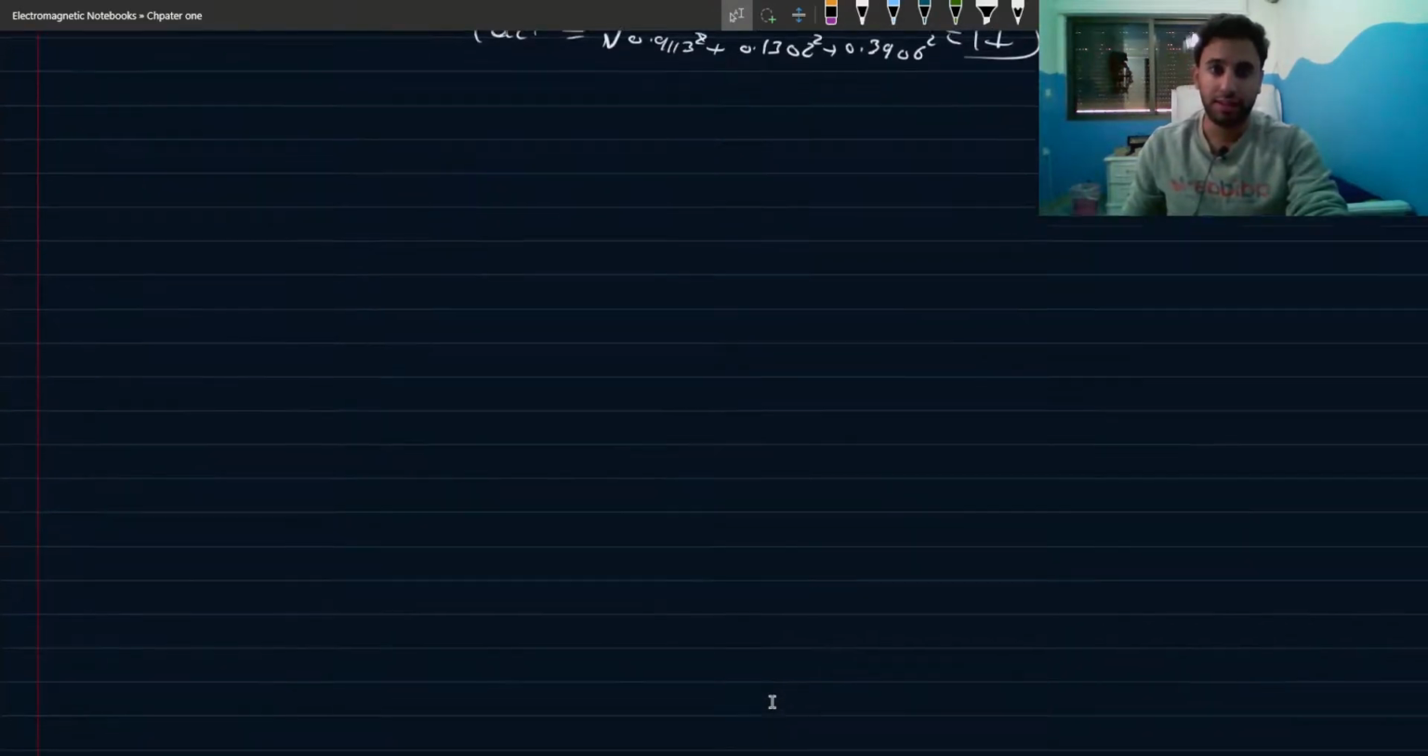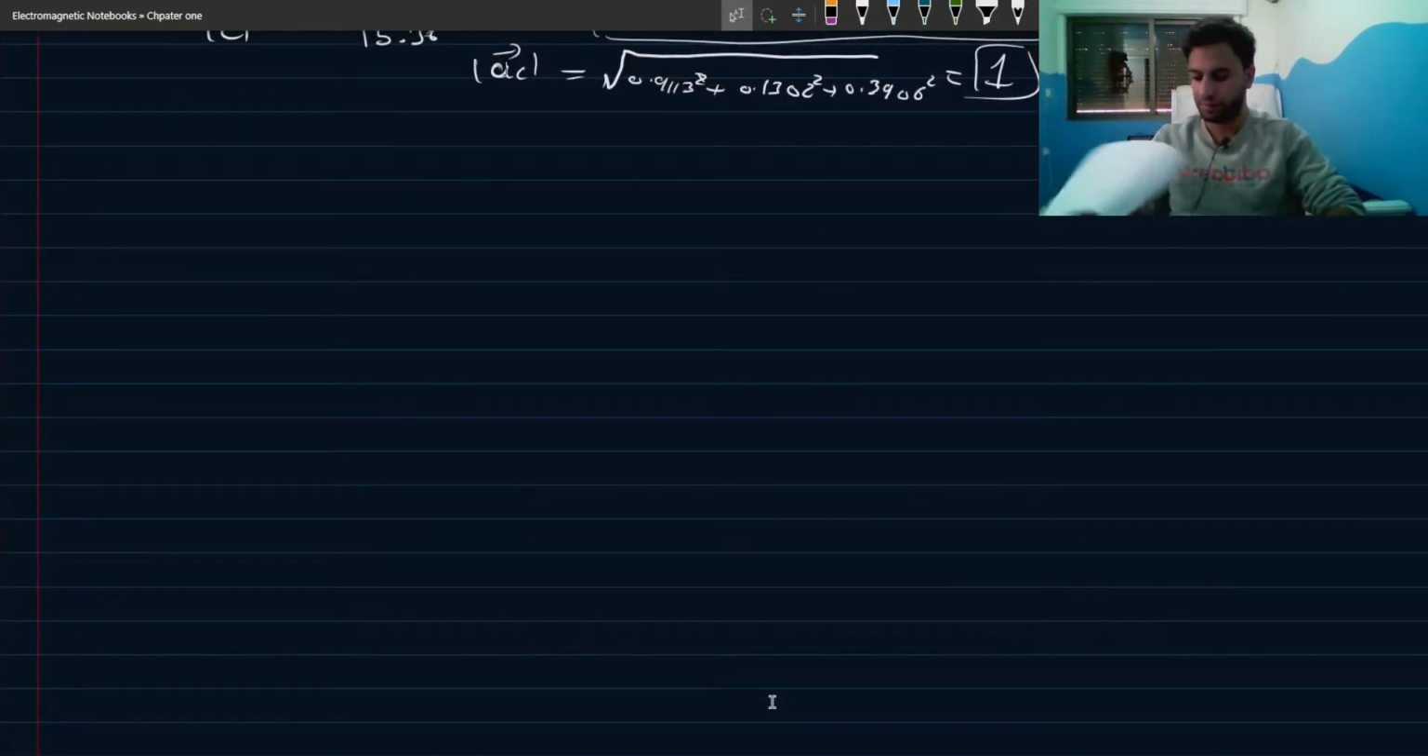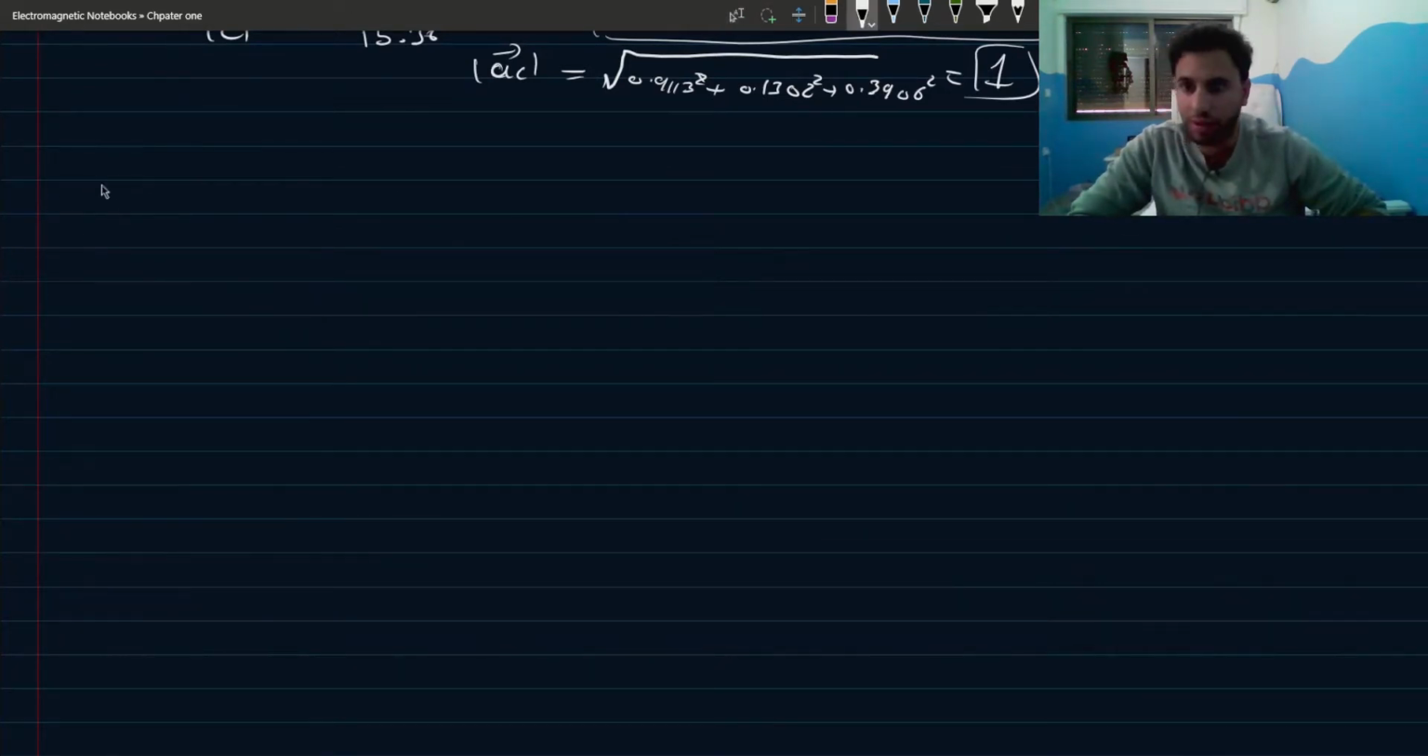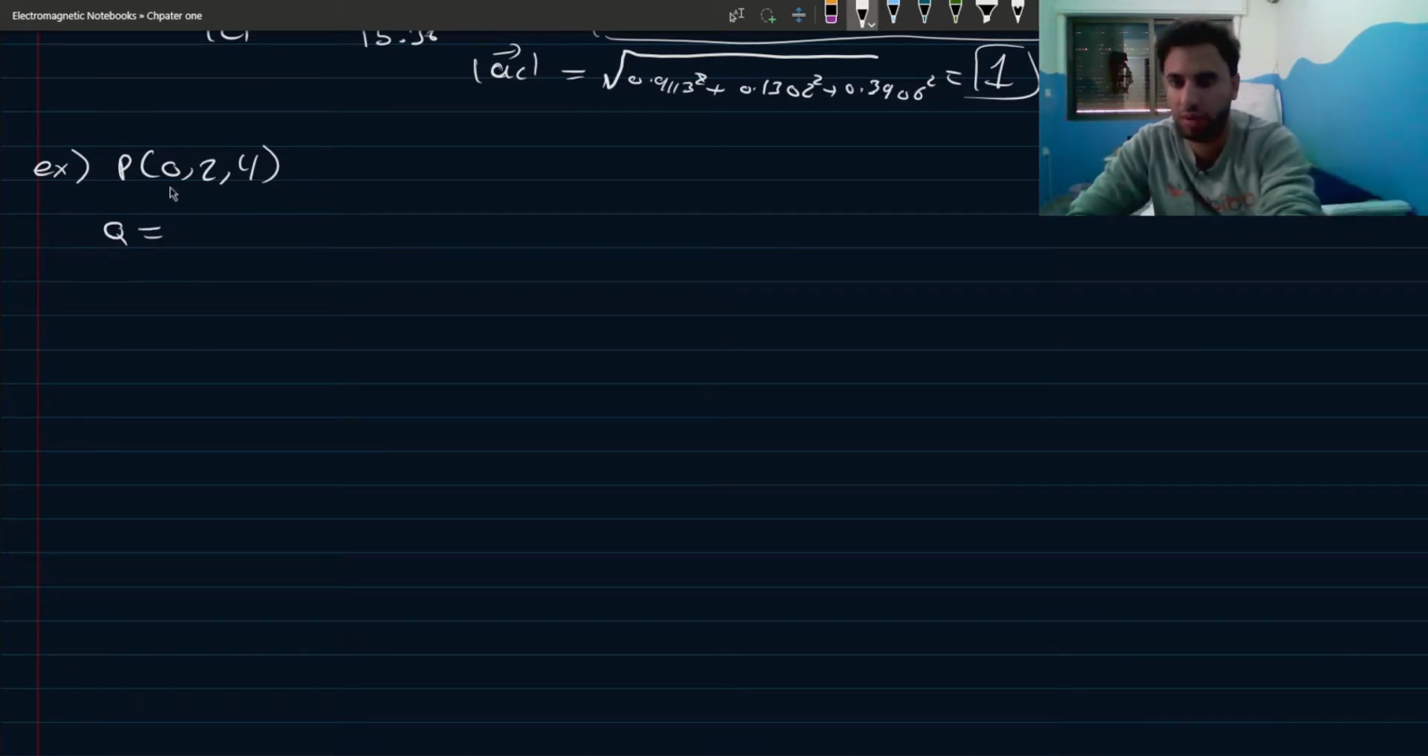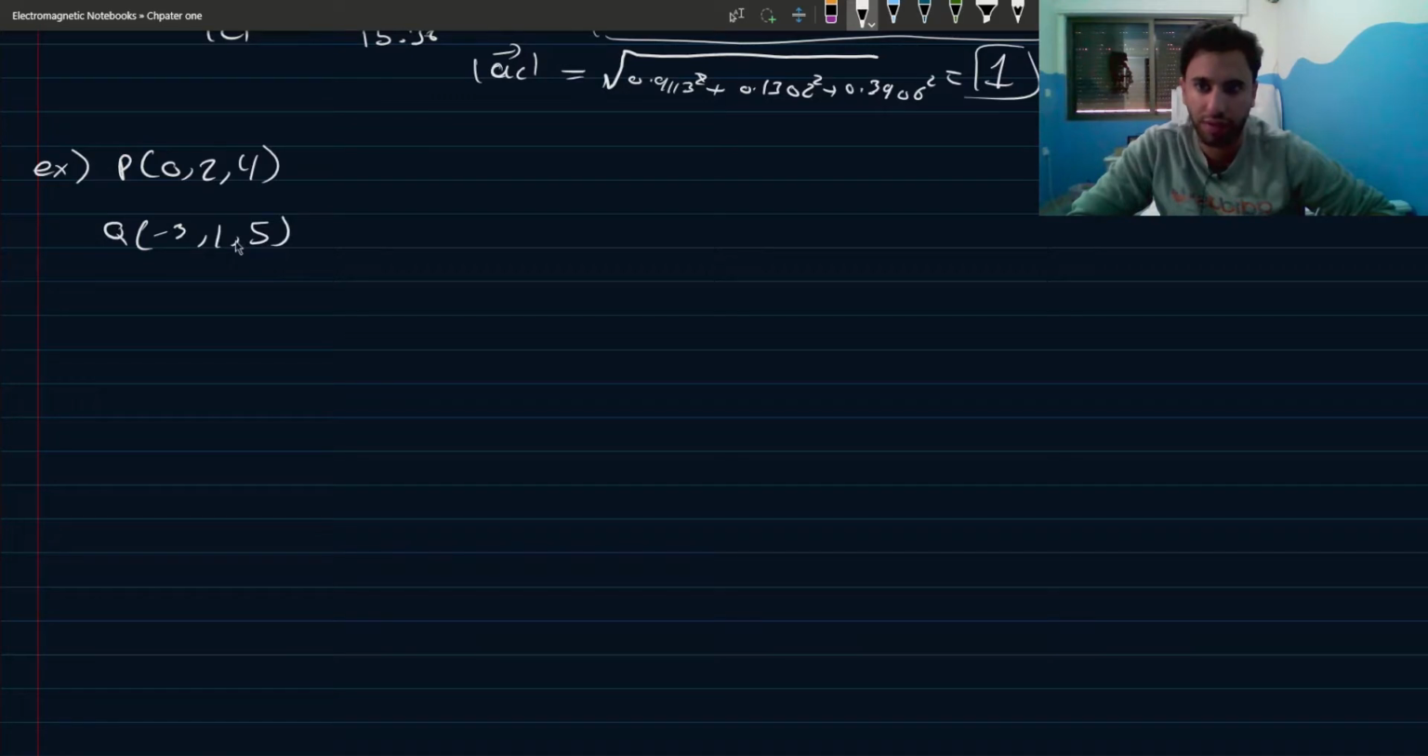I want to take a second example. So there is a point P, which has the coordinates of 0, 2, and 4. And point Q, which has the coordinates of minus 3, 1, 5. I cannot write the number 3. And they want us to find the position vector of P.